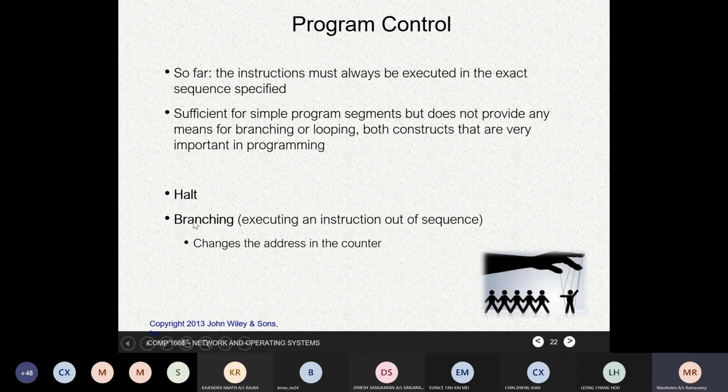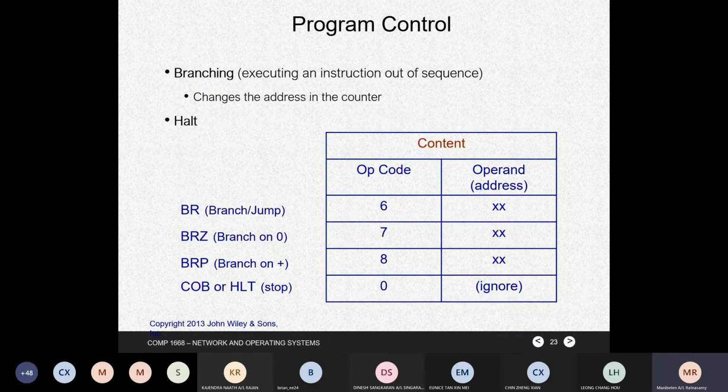Wherever there is a branching, we follow the branch. That is how program control works. I think I don't have to explain this further because all of you are IT students. You have done programming in your diploma, in your foundation, so you understand very well.